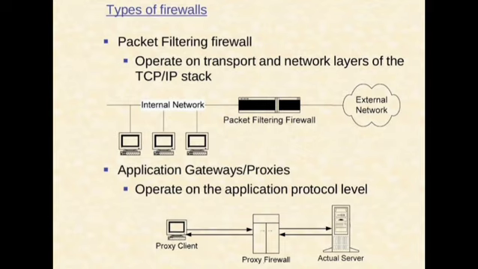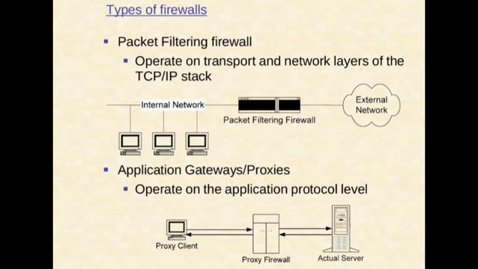As shown in the diagram, the packet filtering firewall sits between the internal network and the external network, acting as a barrier that only lets approved packets through. It's simple, fast, and efficient, but it doesn't inspect the actual content of the data, so it's vulnerable to certain types of attacks. The second type is the application gateway, also known as proxy firewall.